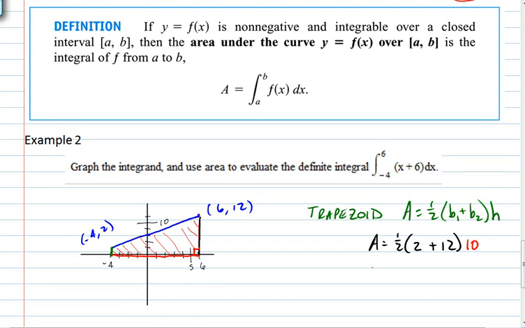So we end up with the area is equal to 2 and 12 is 14. Half of that is 7 times 10 is 70. So we end up with the integral from -4 to 6 of x plus 6 dx equals 70. And we use the concept of area to evaluate this, right?